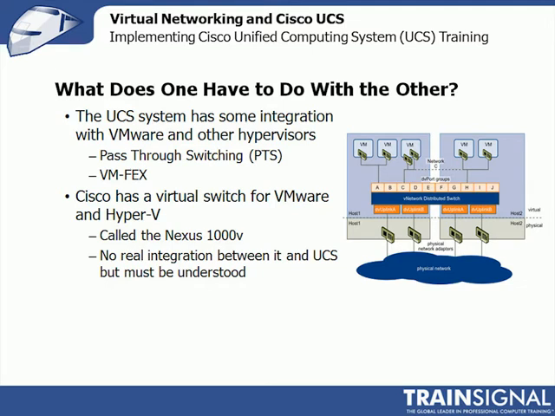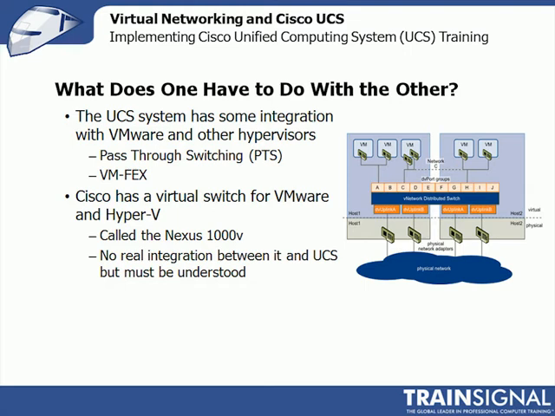So what does one have to do with the other? Well, UCS has some tight integration with VMware and other hypervisors through things like pass-through switching and VM-FEX. Cisco also has a virtual switch for VMware that was recently announced for Hyper-V as well. It's called the Nexus 1000V.